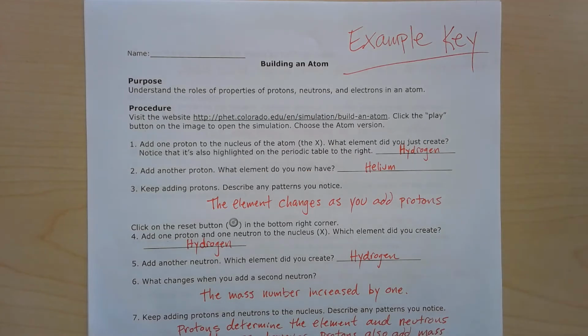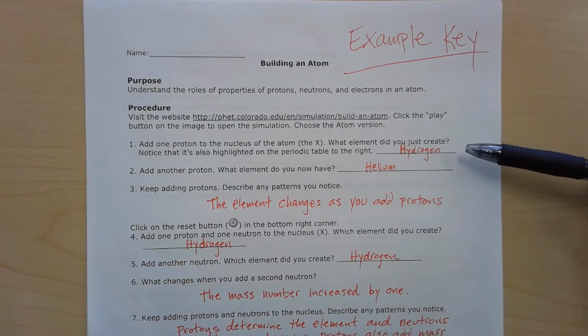Okay, students, so let's go ahead and look at this example key for the building an atom simulation worksheet. I don't want to give you the answers and make you feel like these are the only correct ones. I just went through this and wanted to give you an example of what you may have gotten. Okay? So number 1 says add 1 proton to the nucleus of the atom within the simulation.